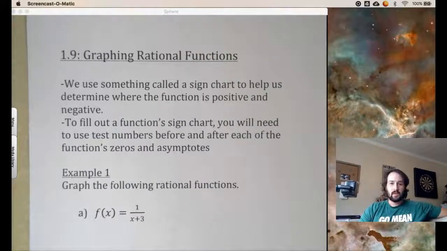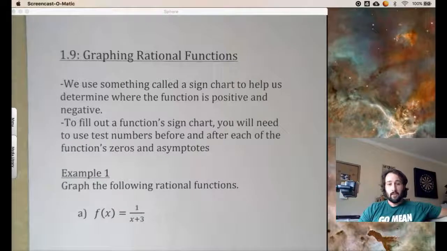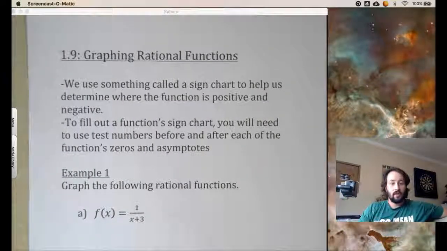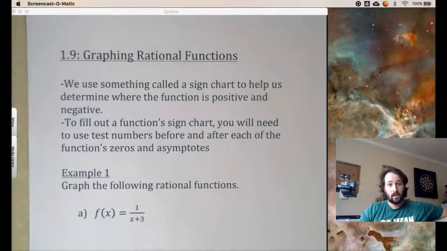So there's going to be something that we use called a sign chart. At least Apex uses it. I don't always use it in the classroom, but I'm going to show you what they're talking about, and I'll show you a little bit what I'm talking about as well.